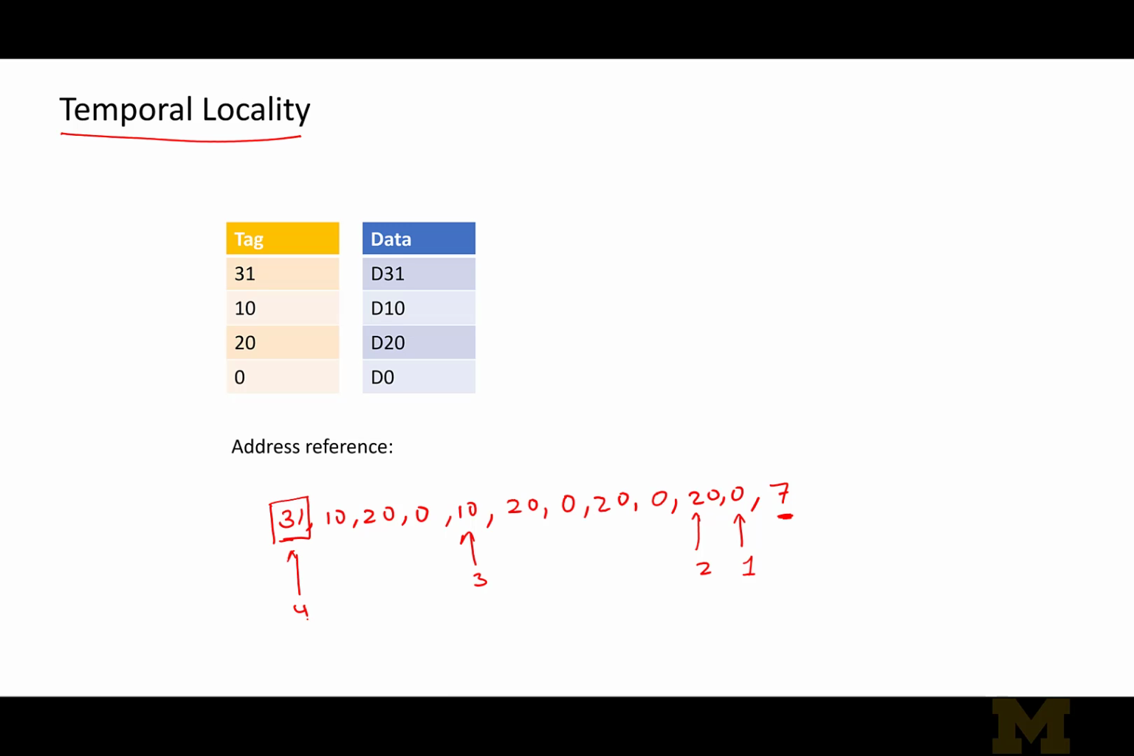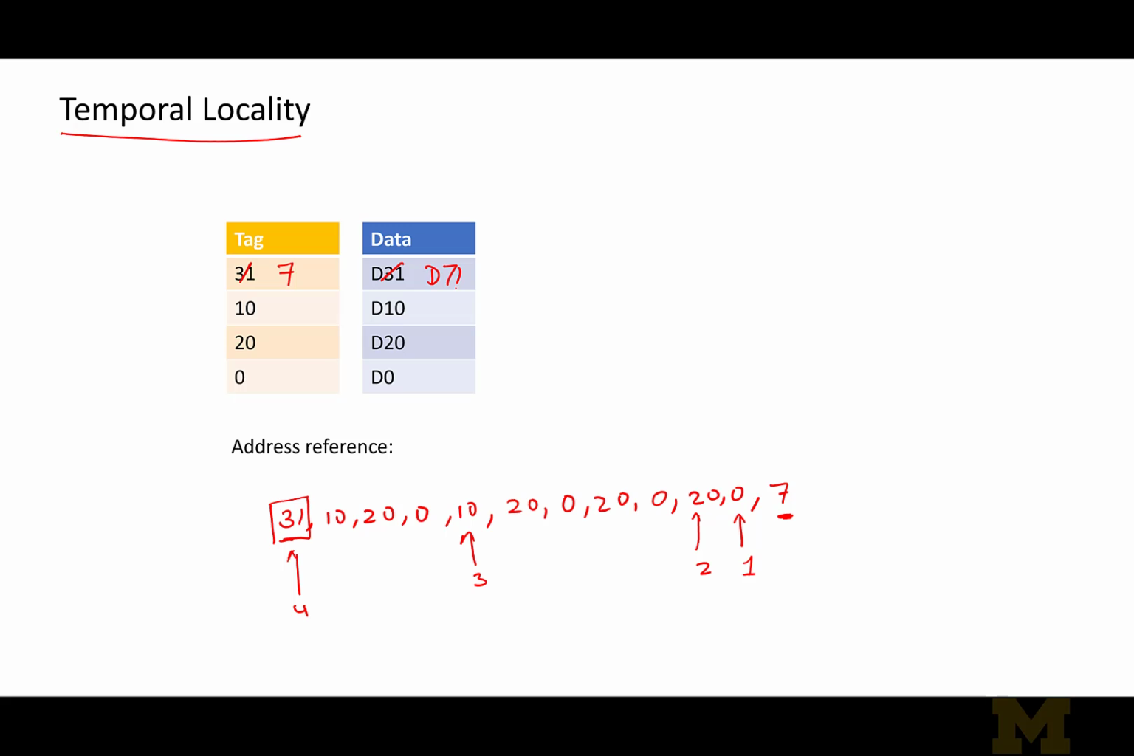So address 31 happened to be the least recently used address, and therefore, according to temporal locality, it had the least chance of being accessed in the near future compared to the rest of the 3 addresses. So I would pick 31 as a victim, evict it from the cache, and replace it with address 7 and its data.